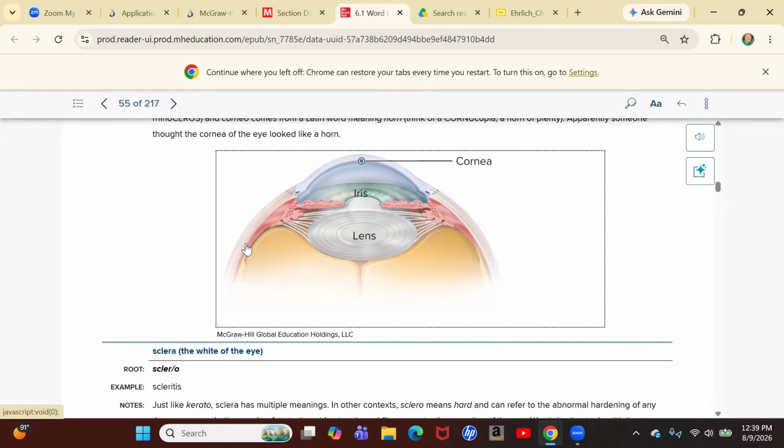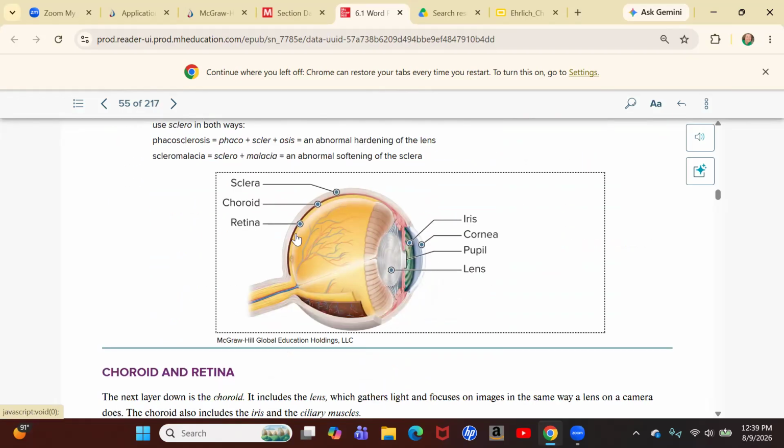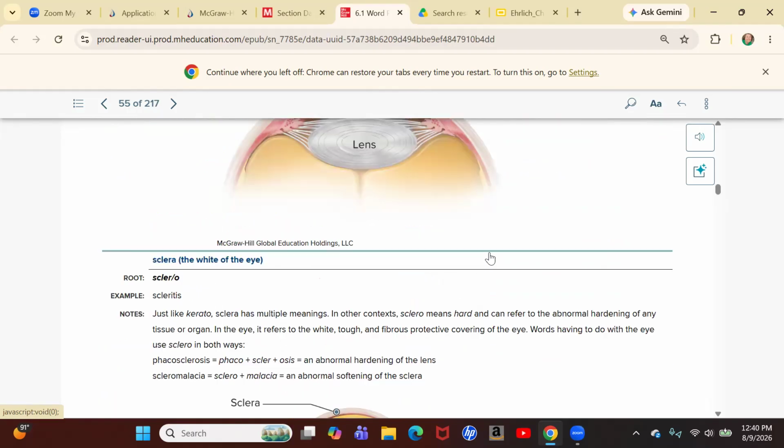The sclera, the white of the eye, the combining form for that is sclero. So here's another picture of what we looked at earlier. You have the pupil, which is simply the hole within the iris, the aqueous fluid here, and the cornea, the window of the eye. So think about those of you who wear contact lenses.